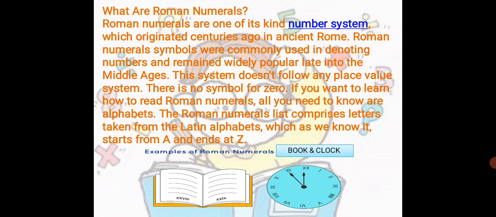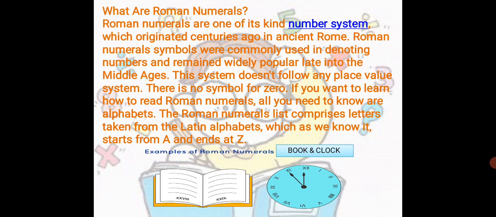There is no symbol for zero. So another new point is that in the Roman number system there is no place value for zero. That means there is no value like zero in the Roman number system.